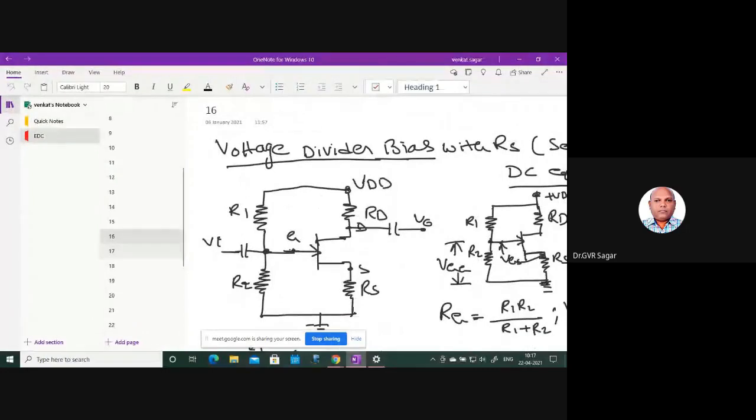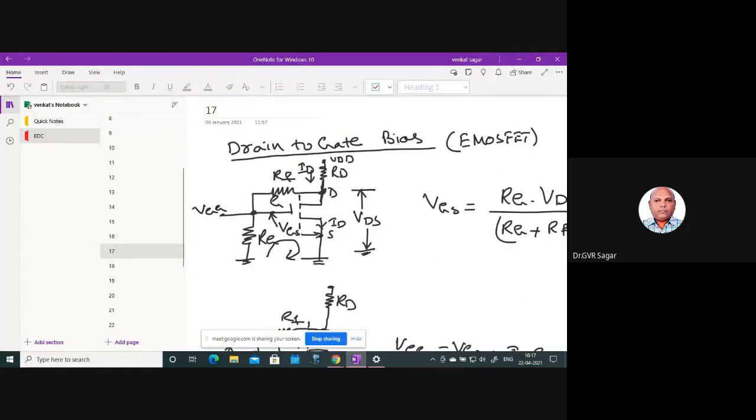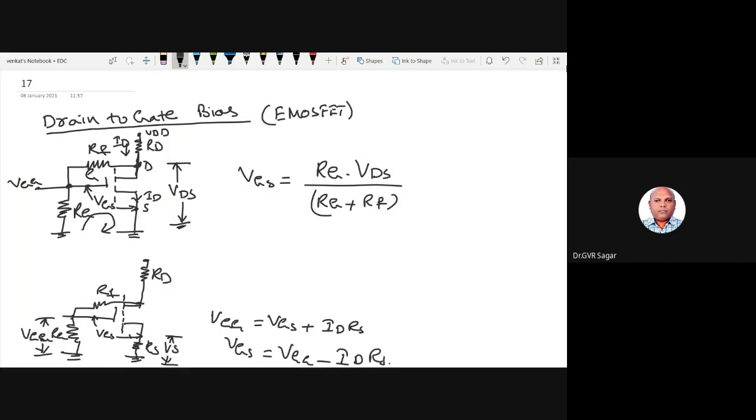And the last method is called the drain to gate bias. I have shown two varieties here. One is without source resistance and one with source resistance, right? And a gate voltage is applied here through the RG resistance, the gate resistance. The RF resistance is not connected at VDD, it is connected at the drain terminal, right? So that applies the feedback. The drain current is generated here, and part of this drain current is fed back and given to the gate, right?